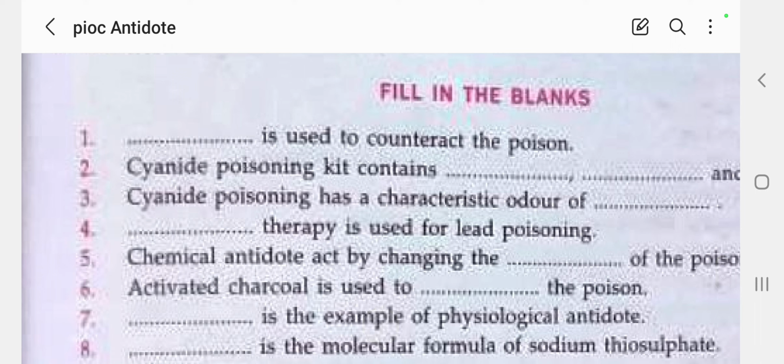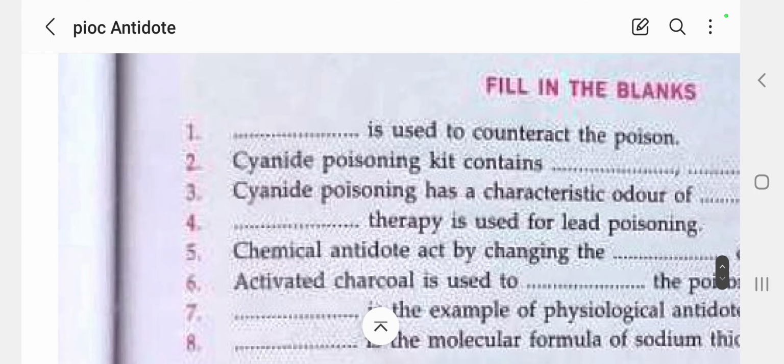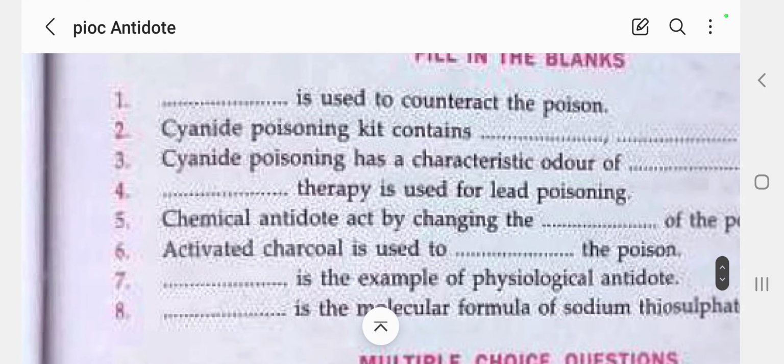First, we'll see the fill in the blank. Dash is used to counteract the poison. That means antidote is used to counteract the poison. What is the first answer for this one? Antidote is used to counteract the poison.